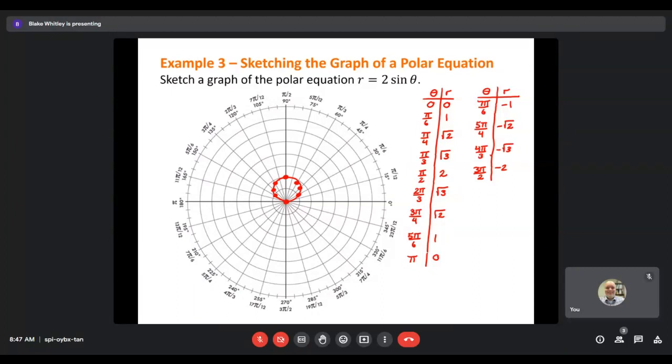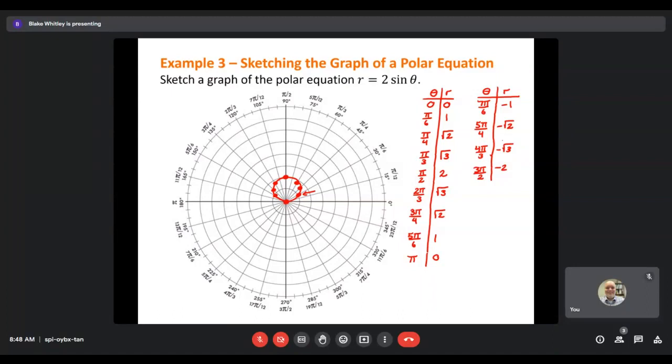Now, remember with our negative r values, what that means is we're going to end up reflecting over the pole. So if I come out here and I look at 7 pi over 6, that radius would have been 1. So I'm just going to put a point right here just to show you. But then if we reflect it over the pole, it actually gives us the point that we already have up here in the first quadrant. So we've already plotted that one.